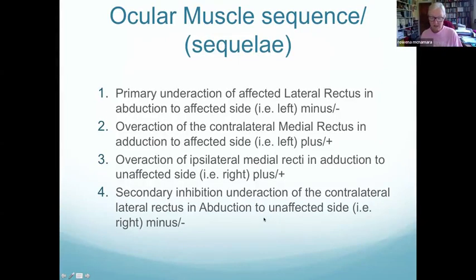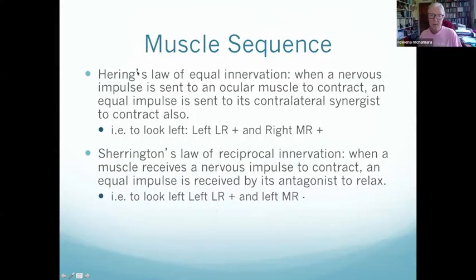So it is always going to be in this pattern, but it may not go all the way from 1 to 4. You may only get number 1 and number 2. And the reason that it's happening has been documented in laws of innervation. So the Herring's law and the Sherrington's law are the ways in which we have worked out what will happen and why it happens. So Herring's law is when there's a nervous impulse for the ocular muscle to contract, an equal impulse is sent to the synergist in the other eye. So when we have the left lateral rectus innervated, we're going to also get the right medial rectus innervated to make the eyes go to the left.